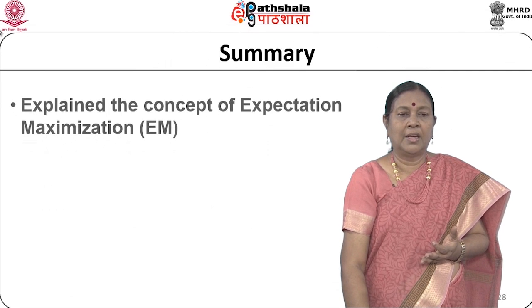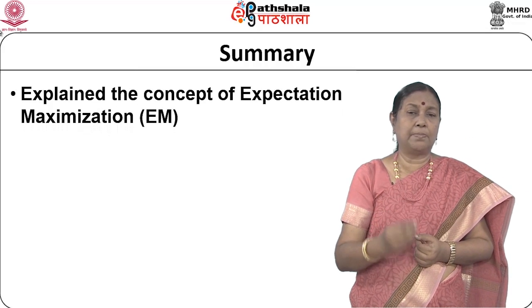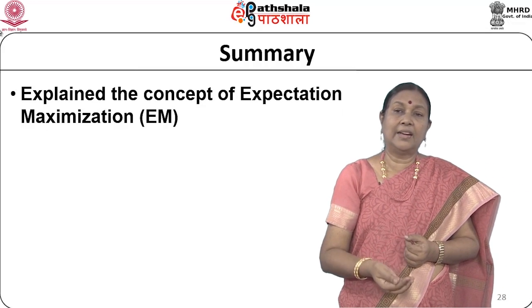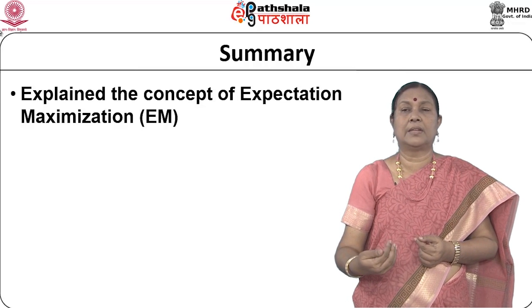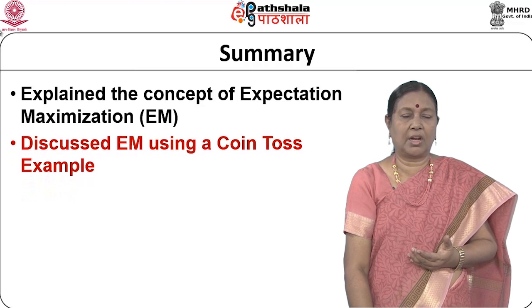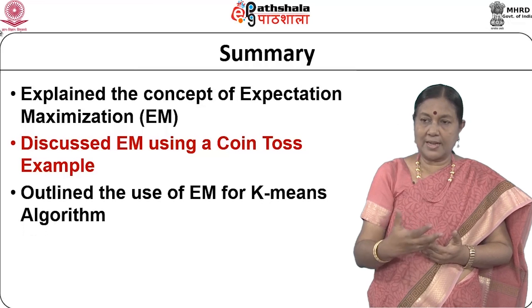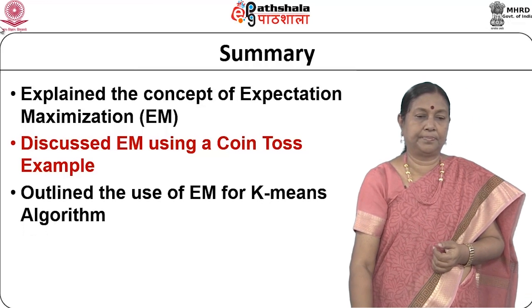So, summary. We have explained the concept of expectation maximization using a very simple example of a coin toss, and then extended it to k-means using Gaussian mixtures. And we discussed using the coin toss example as already told, and then we outlined the use of EM for a realistic k-means algorithm example.